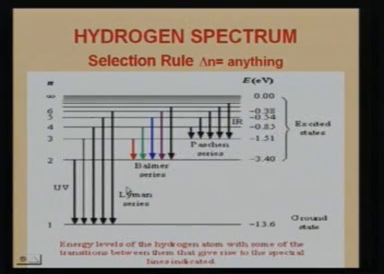But as I said, the Bohr model was a very old model. There was something wrong in this because it did not take into account the wave nature of the electron, and it also did not take into account the Heisenberg uncertainty principle, and therefore quantum mechanics came on the scene, and the quantum mechanical model of the hydrogen atom gave us an altogether different picture.